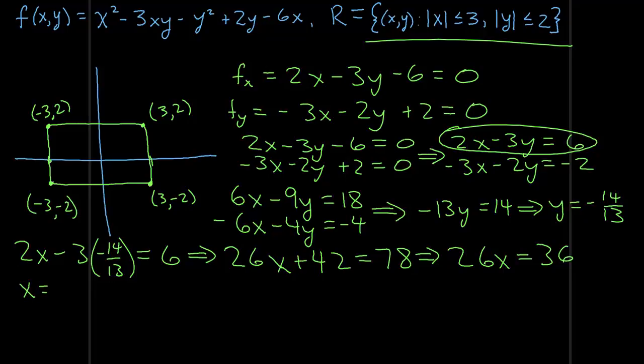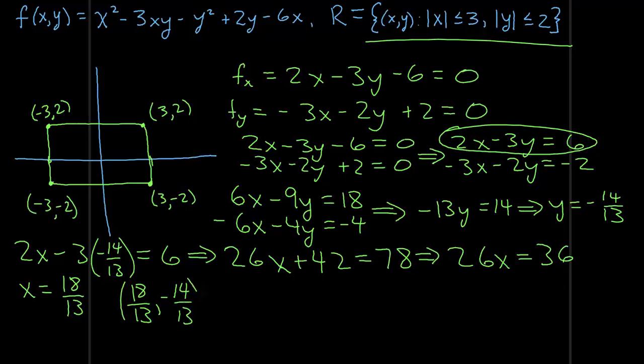So I get that x is equal to 36 over 26. I think that will reduce some, right? So 2 will go into 36 18 times, and 2 will go into 26 13 times. Okay, everybody okay with that? Okay, so it looks like I've got a point here. I've got 18 13ths, and then I've got negative 14 13ths.